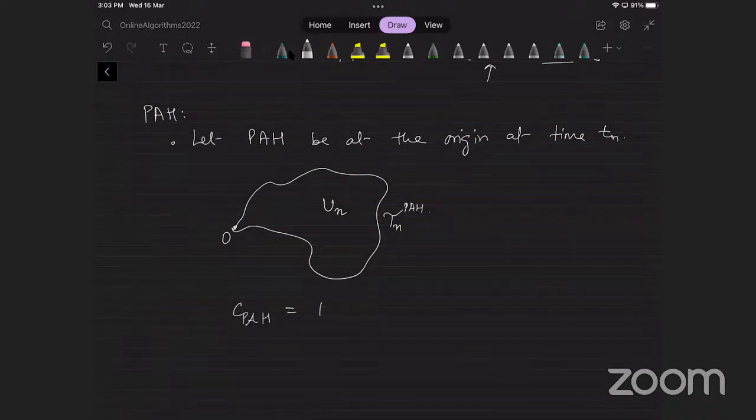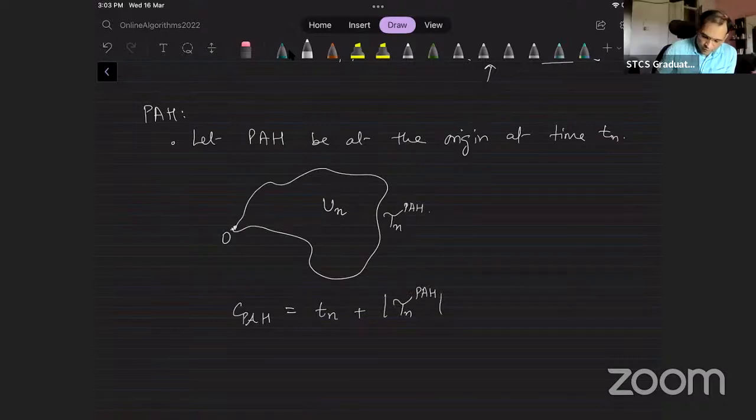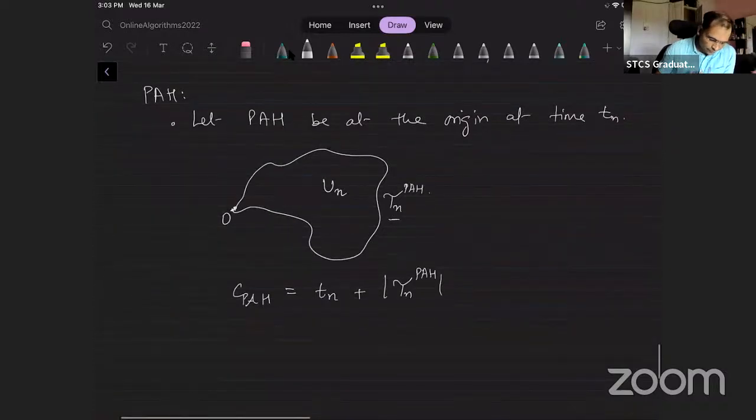Tn plus the length of TnPH is tau NPH. Is everybody okay? It's immediate, because I'm starting at time Tn and taking this path and walking at unit speed, this is just obvious. And what can I say about this?